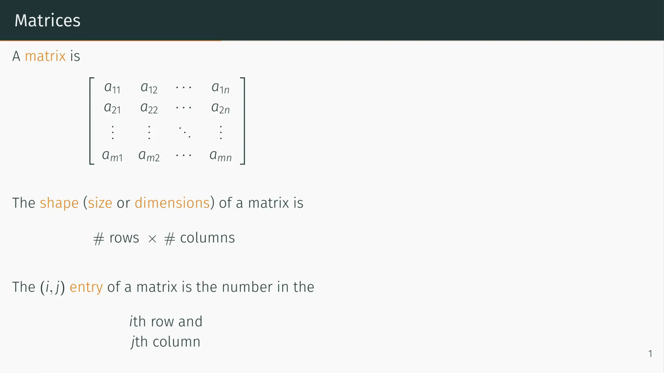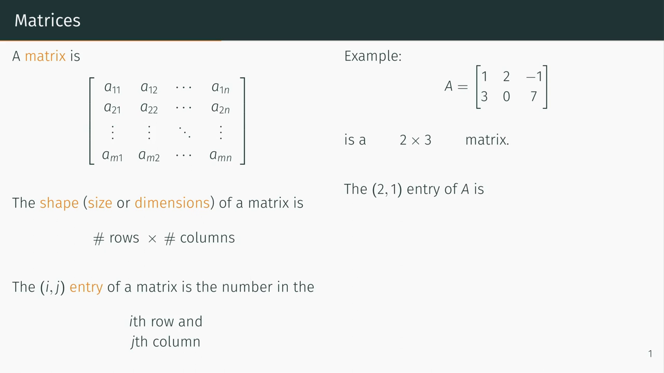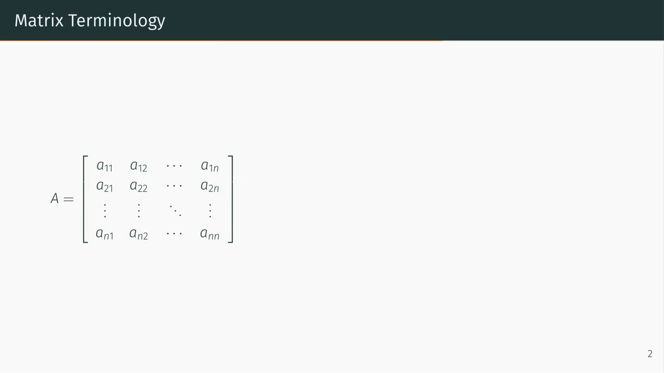Let's look at an example. The matrix A is the matrix whose first row is 1, 2, minus 1, and second row is 3, 0, 7. A is a 2 by 3 matrix. Note that when naming matrices, it's traditional to use capital letters. The 2, 1 entry of A is the entry in the second row and first column. We often use a lowercase a with a subscript 2, 1 to refer to the 2, 1 entry of the matrix A. There is some important terminology associated with matrices.